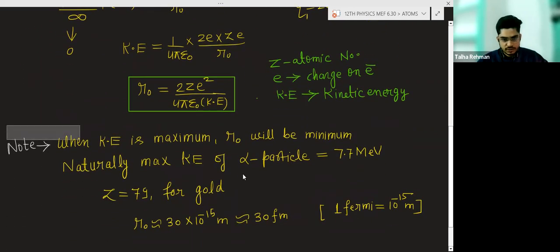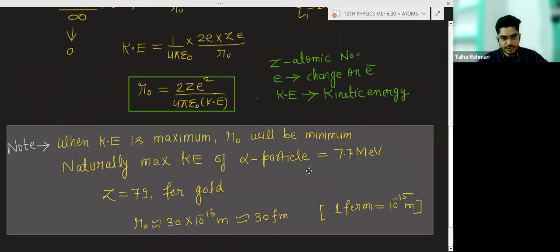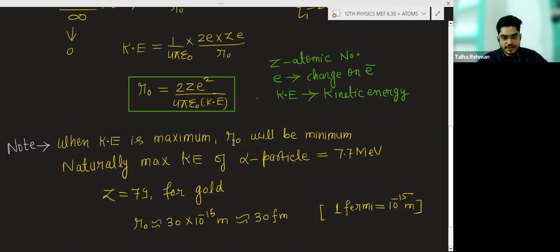The thing I have written here is taken from the NCERT. When the kinetic energy is maximum, R naught will be minimum, as you can see from this formula. So naturally the maximum kinetic energy of the alpha particle will be 7.7 mega electron volt. This can be calculated for the gold nucleus. For gold, Z is equal to 79.